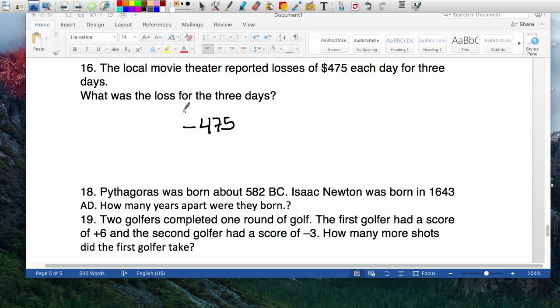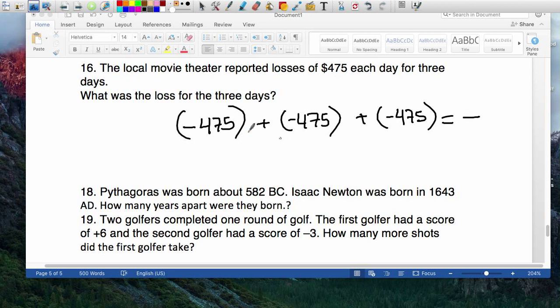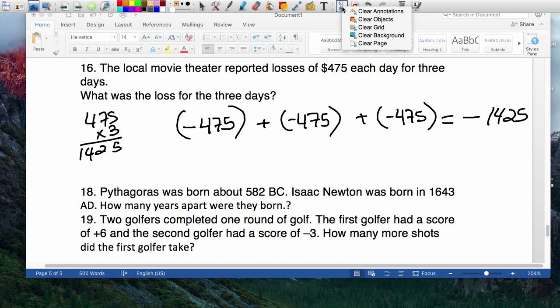So on day one, they lost that much. On day two, nobody showed up again, and the theater lost another negative 475. And on day three, the theater lost another negative 475. So negative plus a negative plus a negative. So if it's all negative, you know your answer is going to be negative. And you can add 475 plus 475 plus 475, or you can just simply multiply that by 3. Negative 1,425. That's how much money they lost in 3 days.